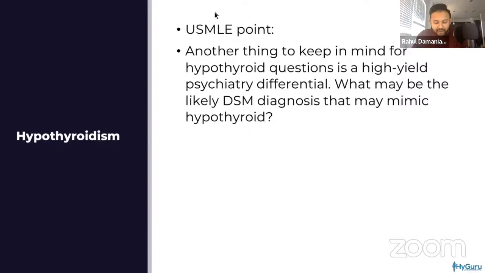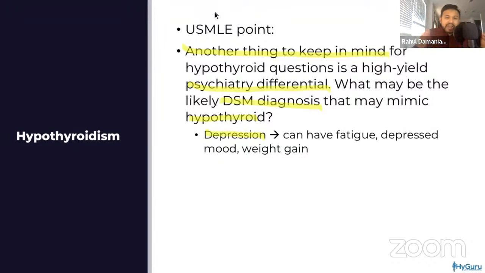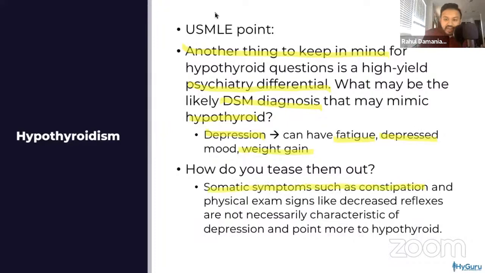In hypothyroidism, another thing to keep in mind is a high-yield psychiatry differential. What may be the DSM diagnosis that may mimic hypothyroid? On your exam, that's going to be depression. Depression and hypothyroid are going to have an overlap because both patients can have fatigue, depressed mood, weight gain. However, in hypothyroidism, you will see more of the somatic symptoms, such as constipation. In hypothyroidism, you will see decreased reflexes. And that's going to be more characteristic of hypothyroidism than it is depression.